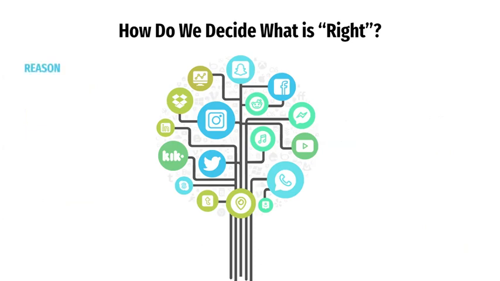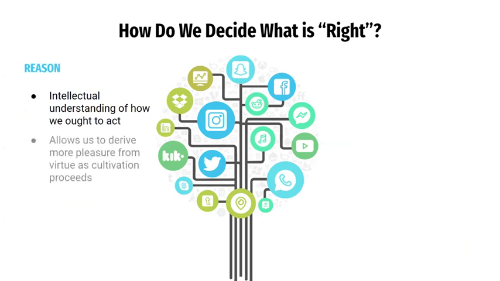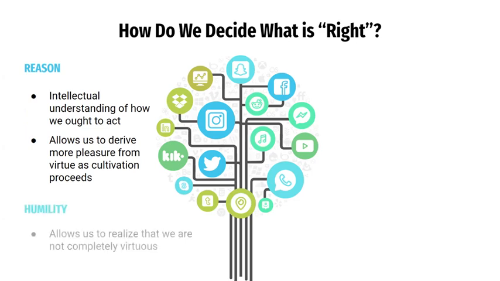So how do we decide what is right in virtue ethics? Well, we do use reason, because there is an intellectual understanding of how we ought to act. And that allows us to derive more pleasure from virtue as cultivation proceeds. And it's also going to require humility. It's going to allow us to realize that we are not completely virtuous and that we're going to stumble. But that's not an excuse to do bad things, but it is going to show us that it's going to require trial and error.